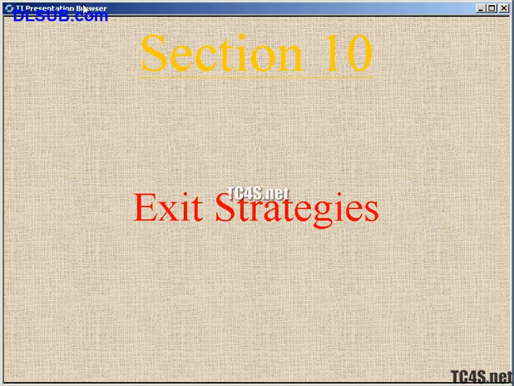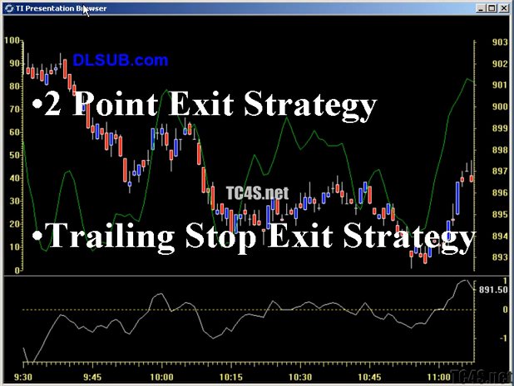In this section, we'll be discussing exit strategies. In previous sections, we've discussed signal recognition and how to enter a trade with your online order software. How we enter a trade is one topic, but how we exit that trade is another. Exit strategies can vary depending upon the goals and objectives of the trader.